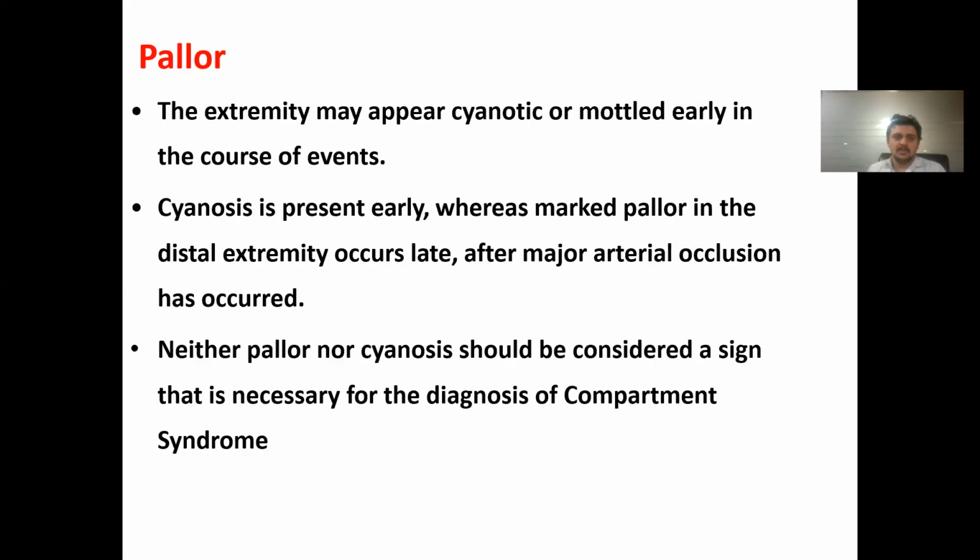Now, pallor. The extremity may appear cyanotic or mottled early in the course of events. The cyanosis is present early, whereas marked pallor in the distal extremity occurs late, because marked pallor occurs only when a major arterial occlusion has occurred. Neither pallor nor cyanosis should be considered a sign necessary for the diagnosis of compartment syndrome. Compartment syndrome can occur in a good-looking limb also.